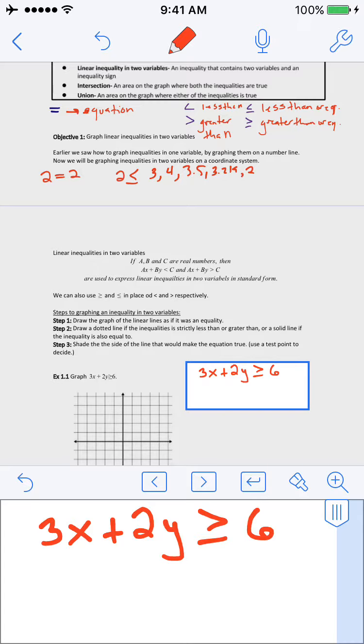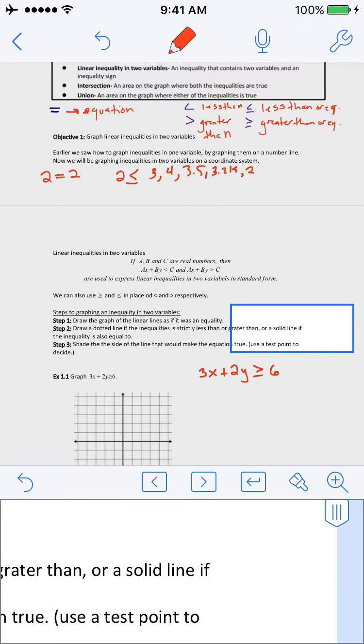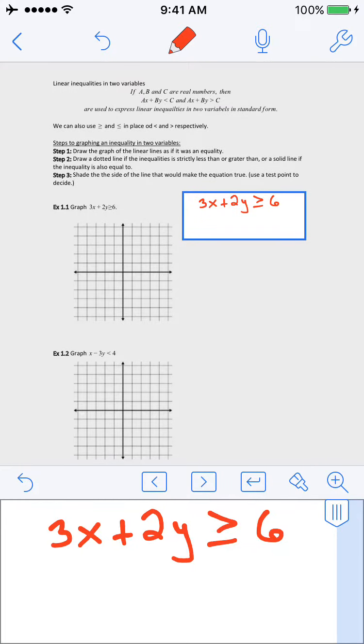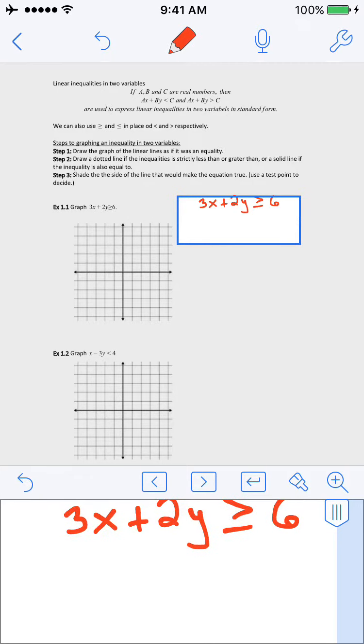Now, as it is, it would be incredibly hard to graph this. Even if it was an equality, we could do it via the intercepts, but I think we're all in agreement that the easier way would be to convert it to y equals mx plus b. So let's go ahead and do that. Even if it's an inequality, I'm still allowed all the same rules.